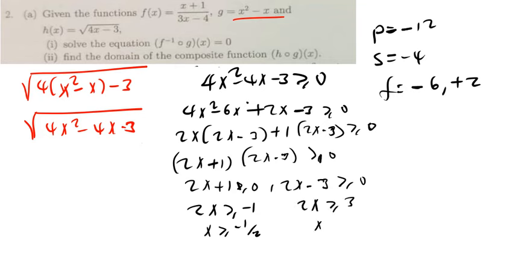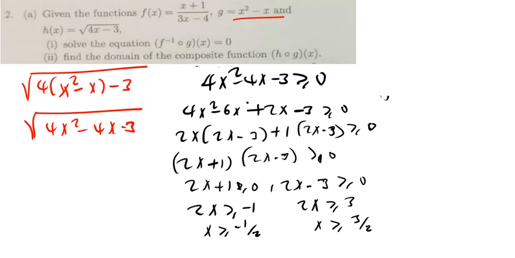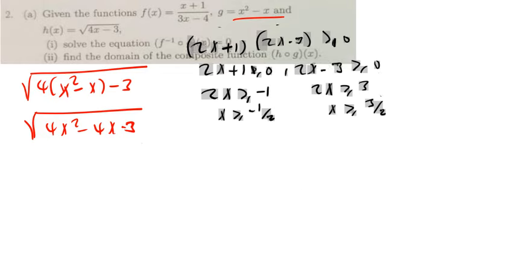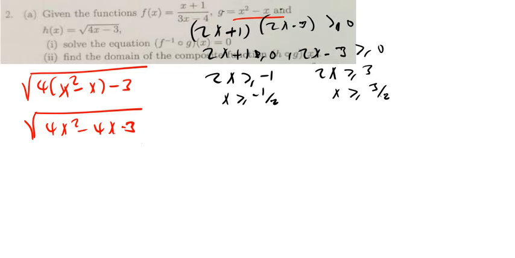But the issue here is these answers are contradicting. One is saying that x should be greater than or equal to -1/2, another one is saying that x should be greater than or equal to 3/2. So you have to put this on the table. Let me shift it on top. I'll have my table.